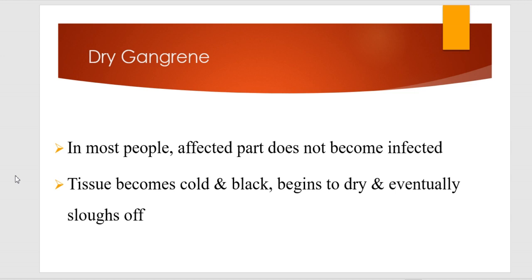In dry gangrene, in most people the affected part does not become infected. Usually there is no superimposed infection in dry gangrene, but it doesn't mean that secondary infection cannot occur. It may occur, but in most patients the superimposed infection is missing. Tissue becomes cold and black, obviously cold due to lack of blood supply, and it begins to dry, and eventually it sloughs off, right?